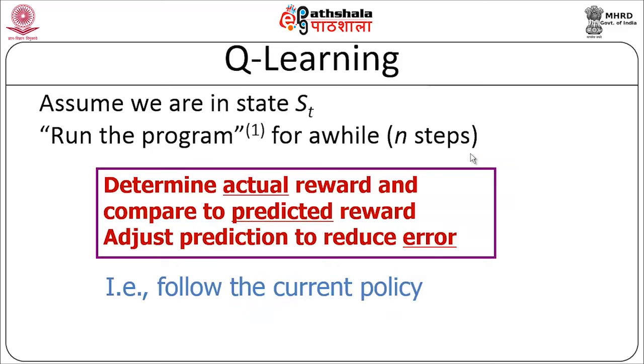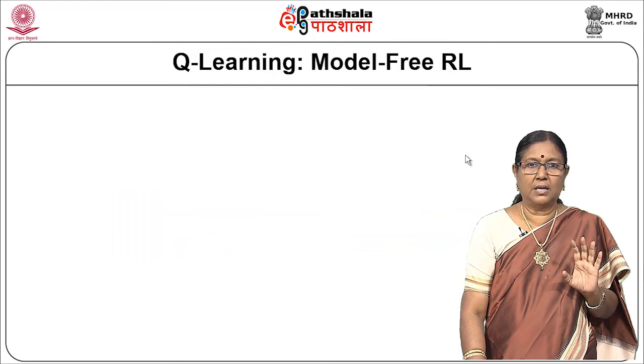Now, assume we are in state St, then you run the program for a while, meaning n steps, and you determine the actual reward and compare it to the predicted reward and adjust the prediction to reduce the error. A lot of machine learning policies follow this. So, you try to determine the actual reward and compare it to the predicted reward, and then you adjust the prediction in such a way that you reduce the error. So, you follow the current policy.